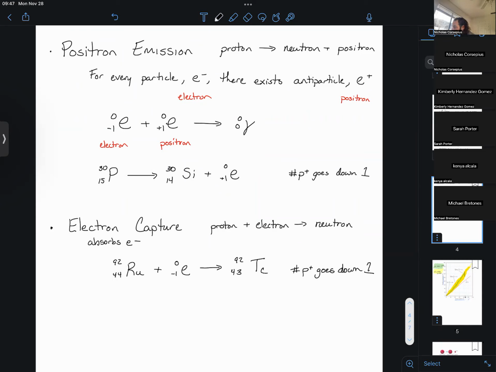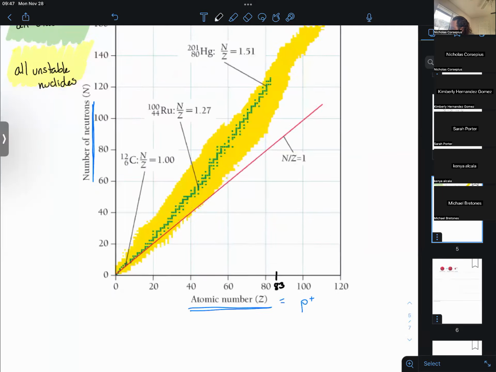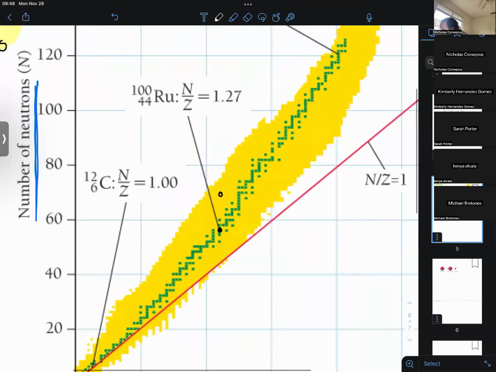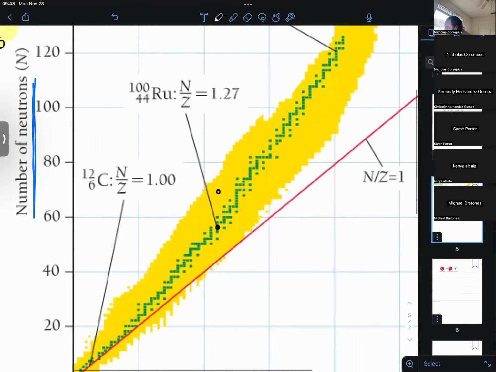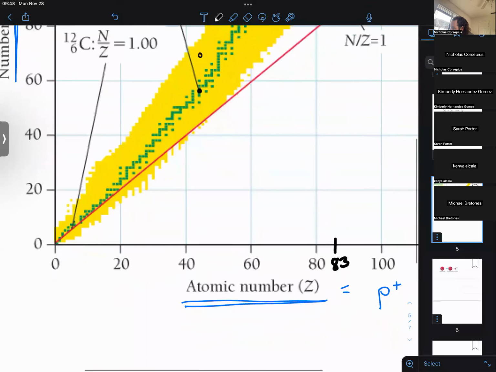So in both of these, you have the same net effect of a proton being converted to a neutron, which is why the mass number stays the same, but the atomic number goes down. All right. So then looking at this here, how can we figure out what a particular isotope would undergo? For example, if we have ruthenium 100, which is apparently stable. Well, what if I pick something all the way up here, like ruthenium 114 or something like that, where it's got too many neutrons? What is that going to undergo?